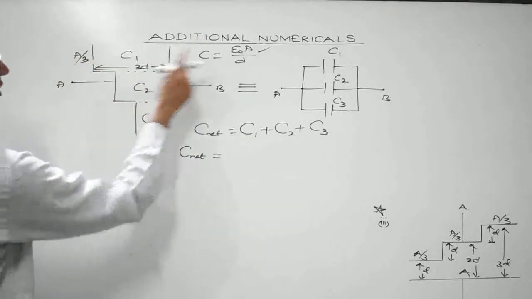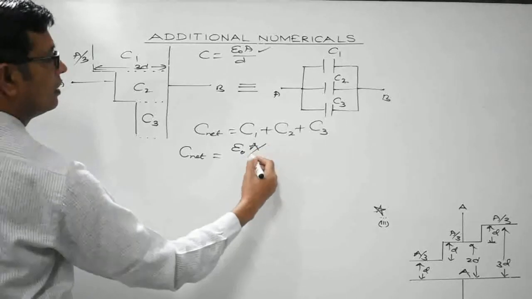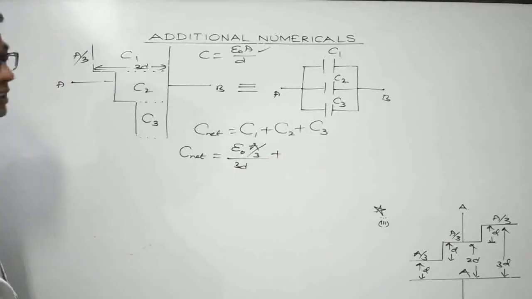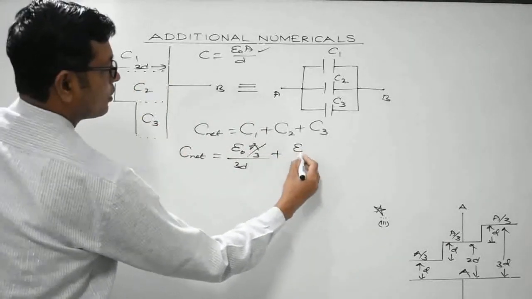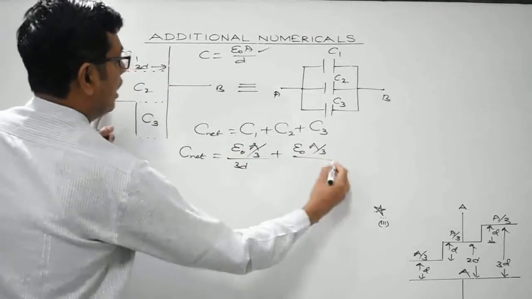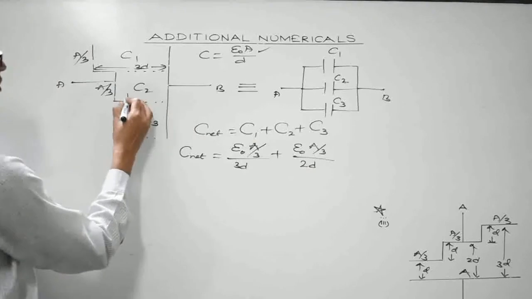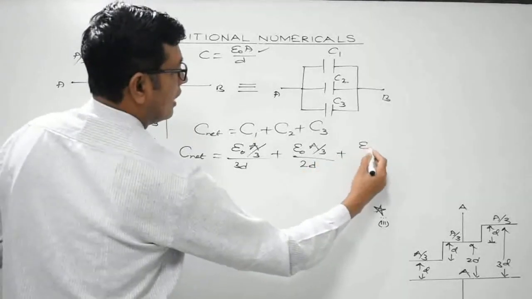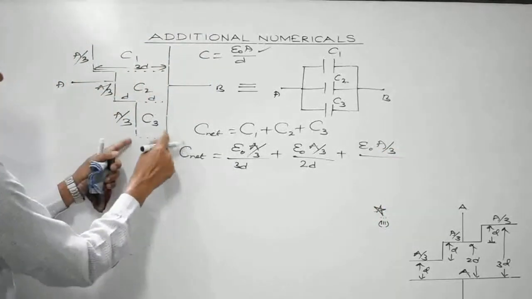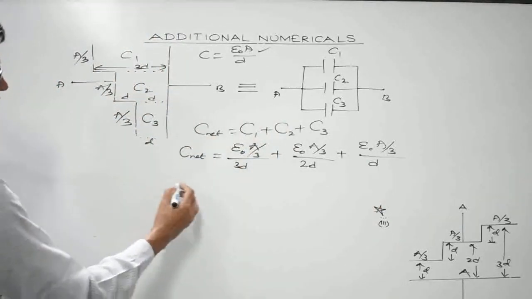So C1 is epsilon, the area of each plate is A by 3, divided by the distance between the plates, 3D. For C2, epsilon, the area of each plate is again A by 3, and the separation between these 2 plates is D plus D, that is 2D. For the third one, epsilon, again the area of each plate is A by 3, and the separation between them is D. Now we can easily evaluate it. Let's solve it and get the answer.